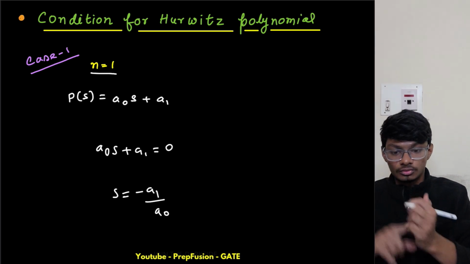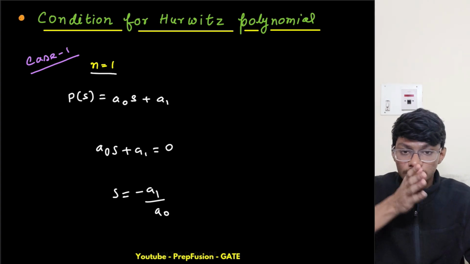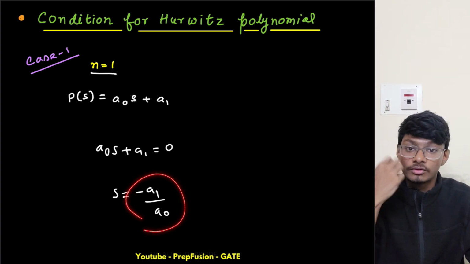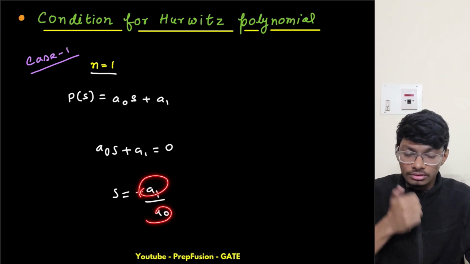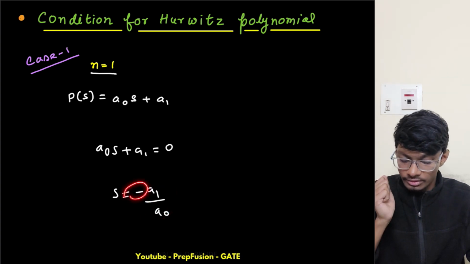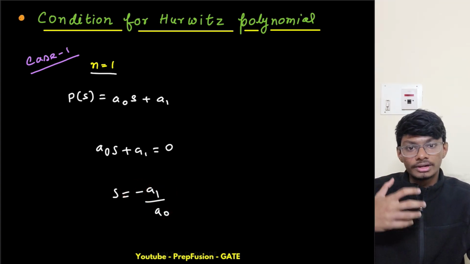For this, my root should lie on the left half of the s-plane, so this thing should be negative, right? For this to be negative, what should happen? a1 and a0 should have the same sign. If they have the same sign, then the signs cancel and the negative still remains, so I will get my root as negative.